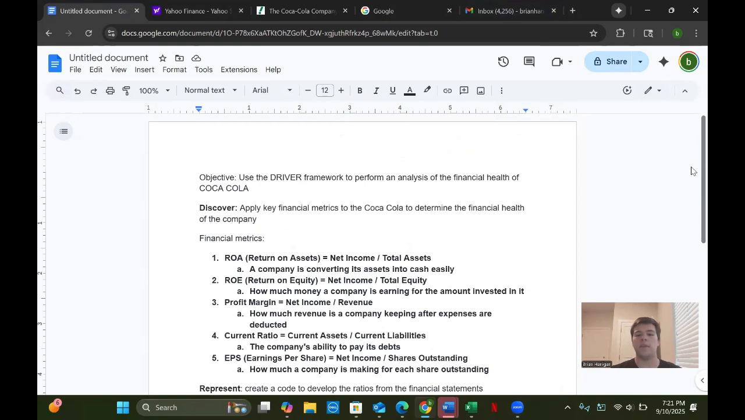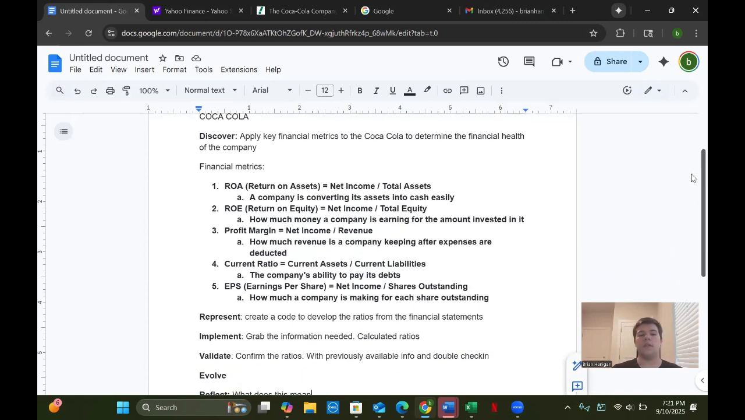The first step in this process is we want to apply key financial metrics to Coca-Cola to determine the financial health of the company. So I pulled the financial statements for several years from Yahoo Finance. I first tried SEC Edgar, but I like the layout of Yahoo Finance better. And so we're going to use these to calculate five metrics.